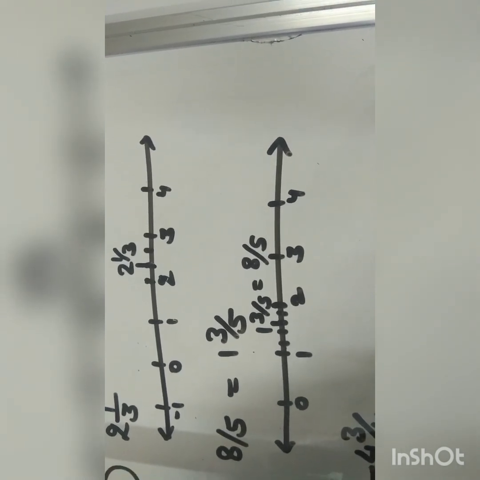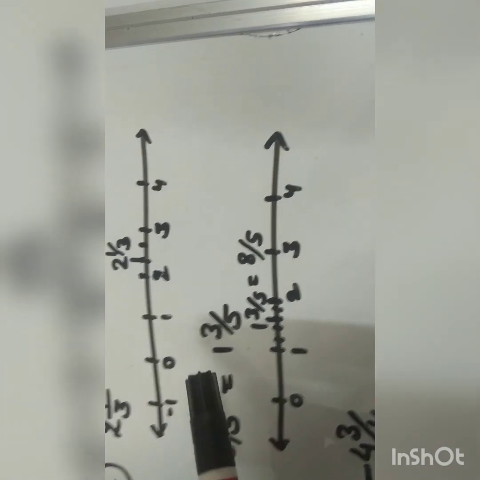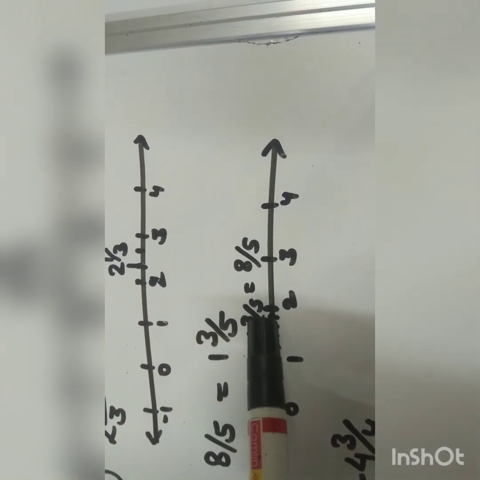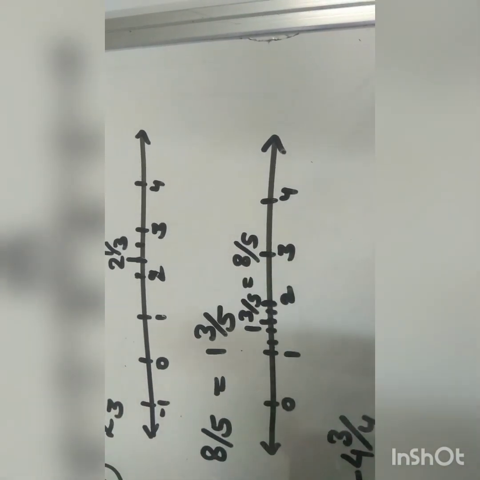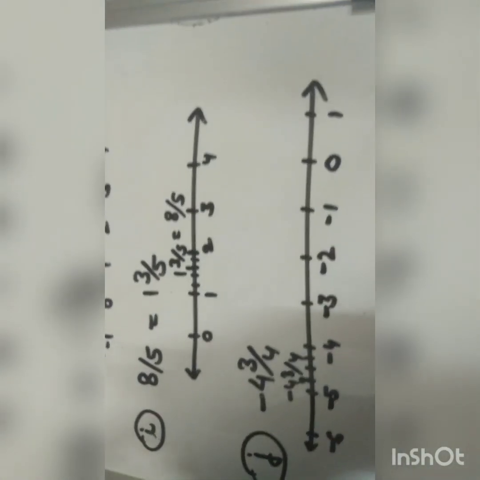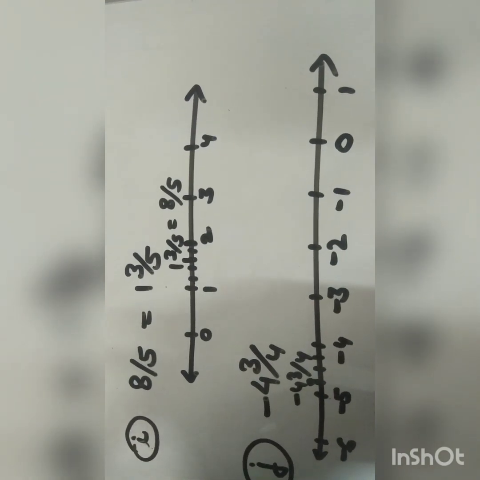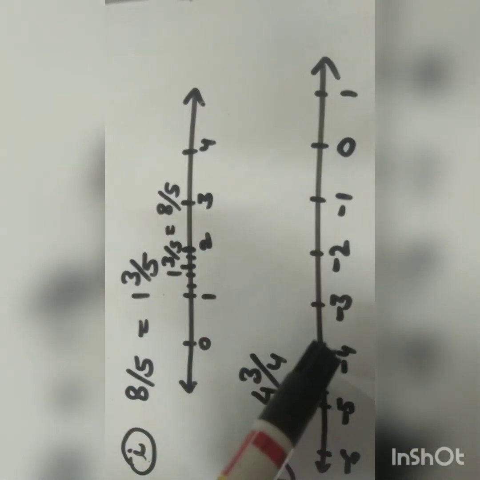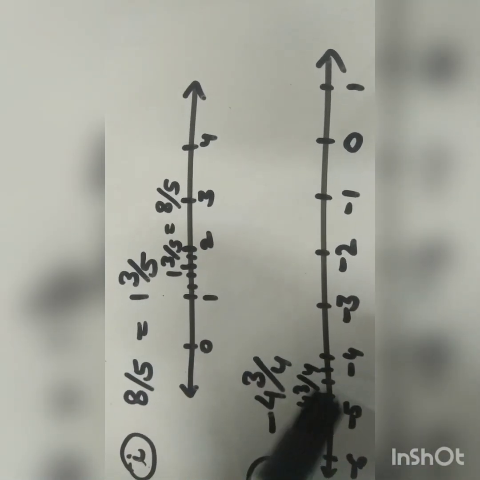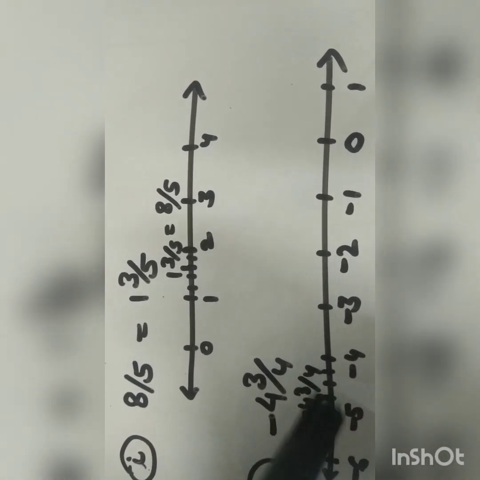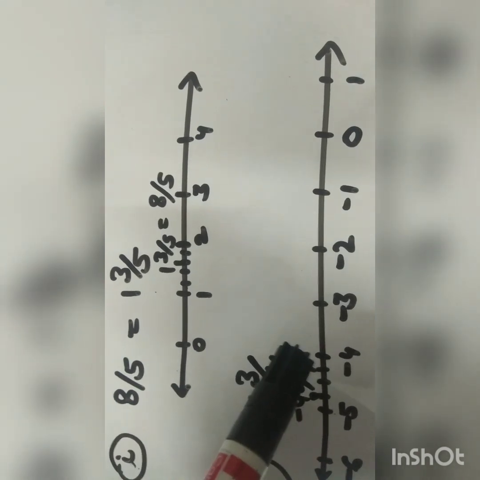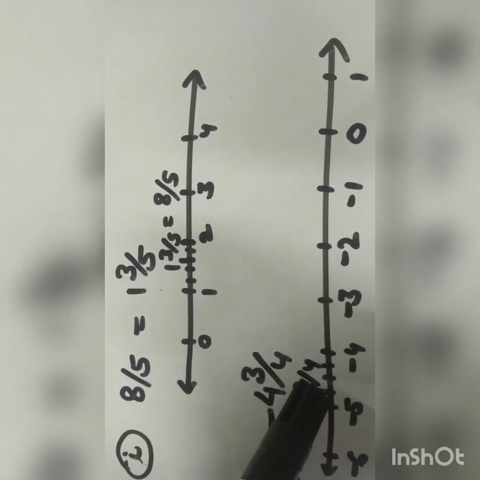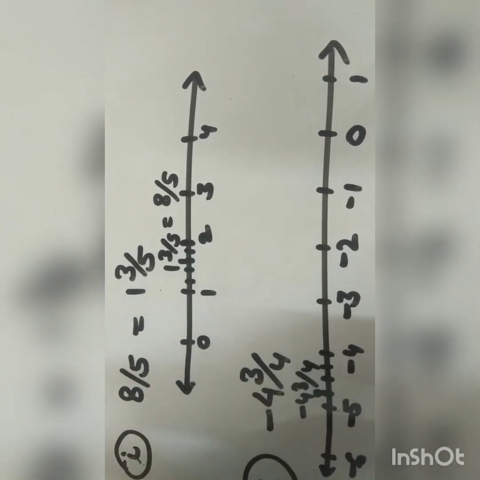So 1 whole number 3 by 5 will be the third part, 1, 2, 3. That much is 1 whole number 3 by 5. Similarly, now minus 4 whole number 3 by 4. So from 0 to minus 4 you come. Now 3 by 4, divide minus 4 to minus 5 in 4 equal parts. So 1, 2, 3. The third line, minus 4 whole number 3 by 4, will be the portion.